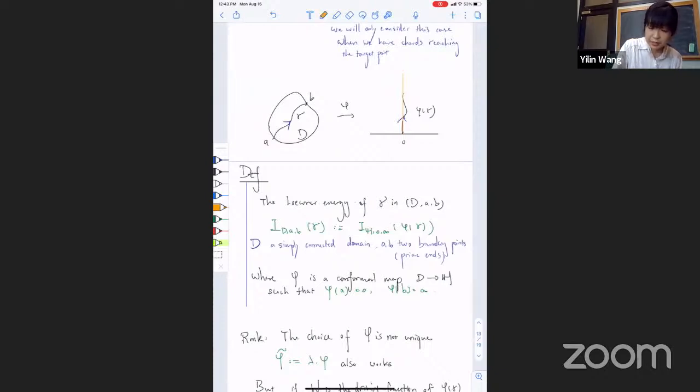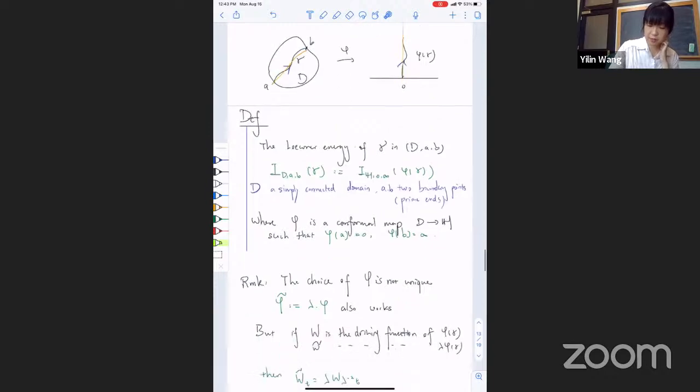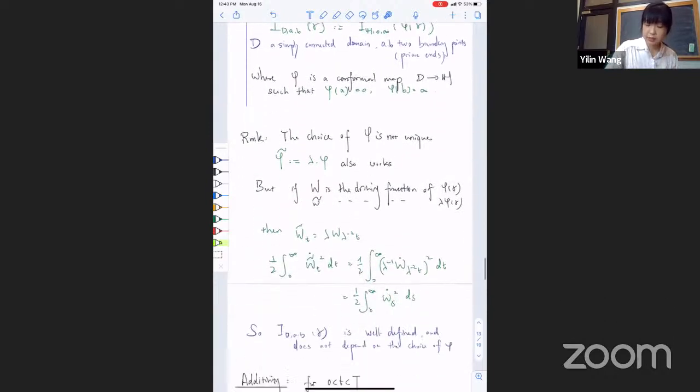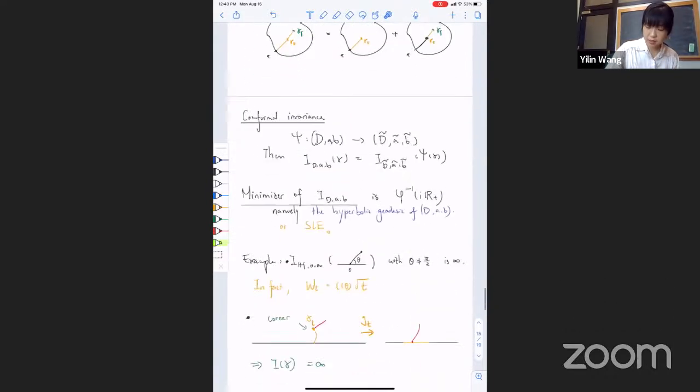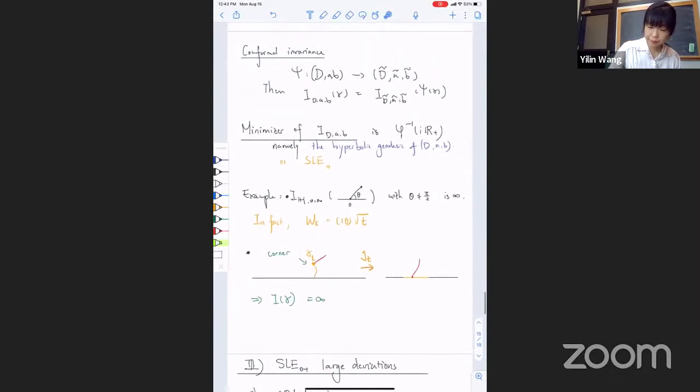On the left-hand side, this hyperbolic geodesic from A to B is just a pre-image. It's a curve that is just the pre-image by phi of this straight line. This is what I meant by hyperbolic geodesic. Or you can just say, well, this is SLE 0. The driving function is 0.